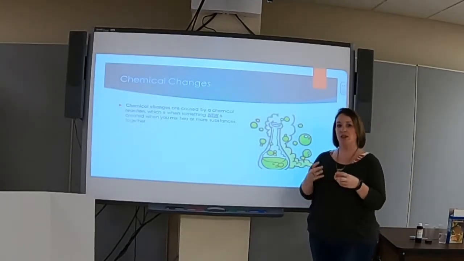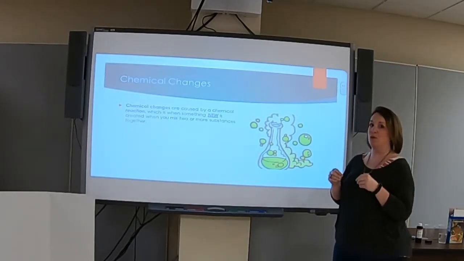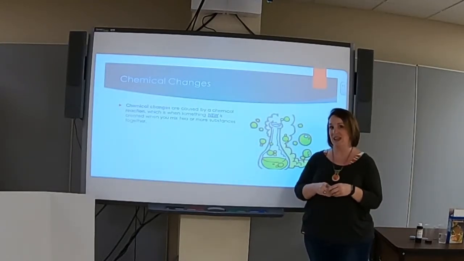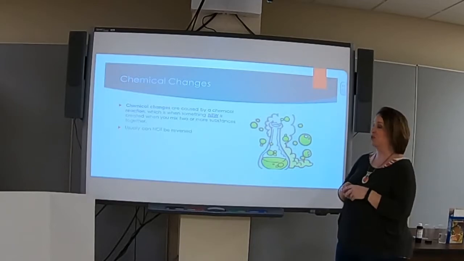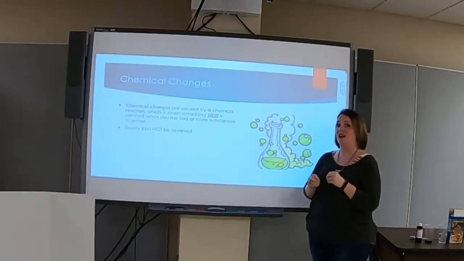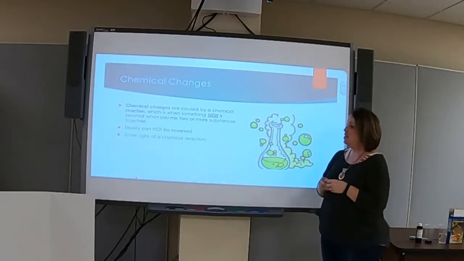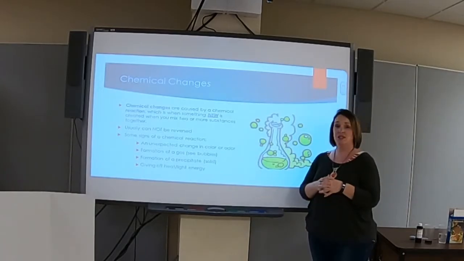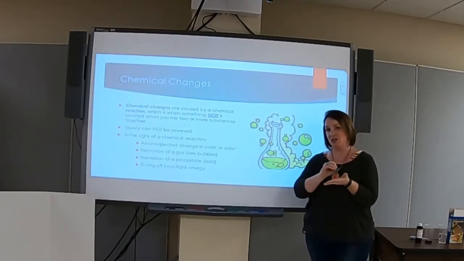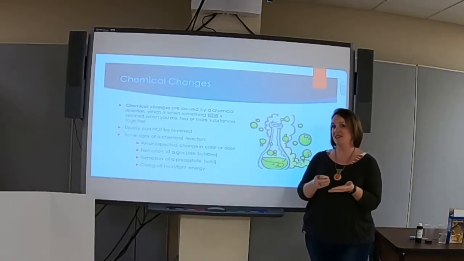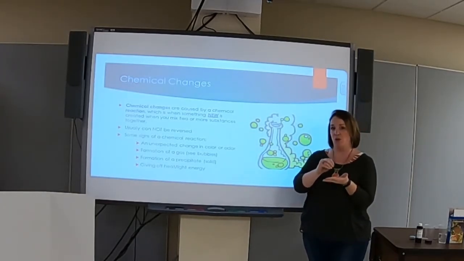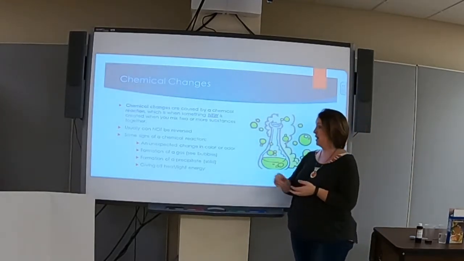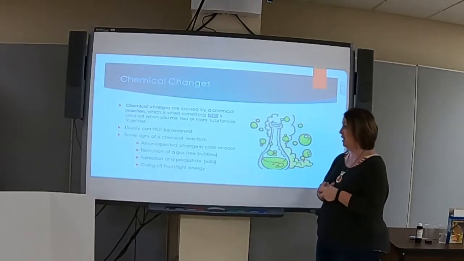So chemical changes are a little bit different. They are caused by a chemical reaction, which is when something new is created when you mix things together. Unlike a physical change, chemical change usually cannot be reversed or undone. So some evidence of a chemical reaction is an unexpected change in color or odor. So if you just color on a sheet of paper, that's not an unexpected change, because you know if you color with a green crayon, you're going to have green paper. But I'm going to show you in just a minute what an unexpected change in color looks like.